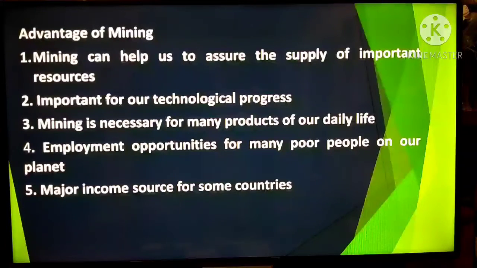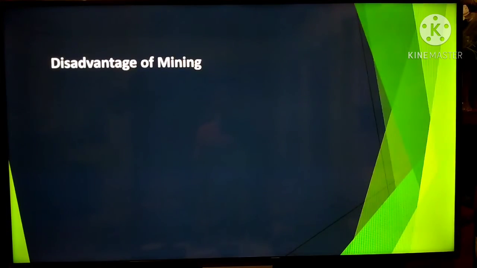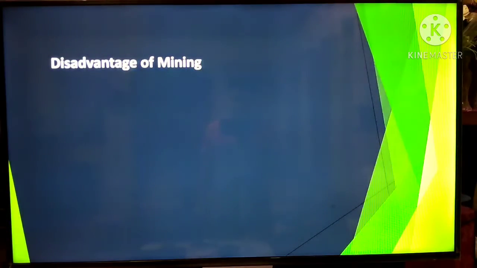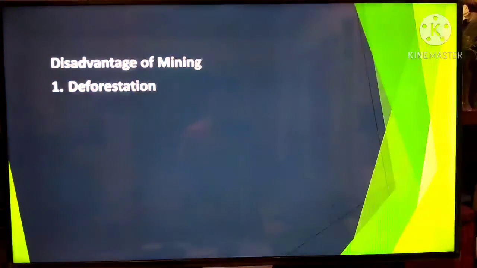Now that we've tackled the advantages of mining, we are going to tackle also the disadvantages of mining. So why is it that mining also has disadvantages? And there are a lot of disadvantages of mining nowadays that we can see the results of. The first one is deforestation. Why is it deforestation?